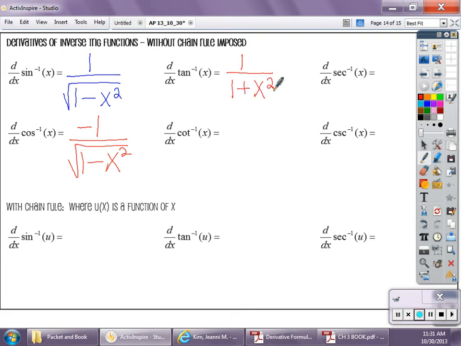So what's cotangent going to be? Negative 1 over 1 plus x squared. This is the same thing as x squared plus 1. For some weird reason, books always write it this way.